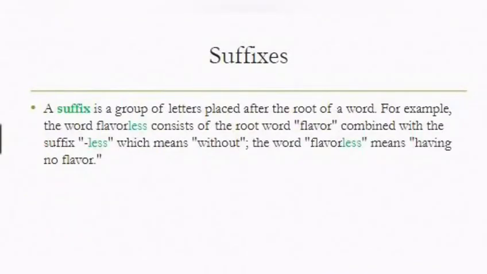Now, let's talk about suffixes in more detail. A suffix is a group of letters placed after the root of a word. For example, the word flavorless consists of the root word flavor combined with the suffix less, which means without. The word flavorless means having no flavor.